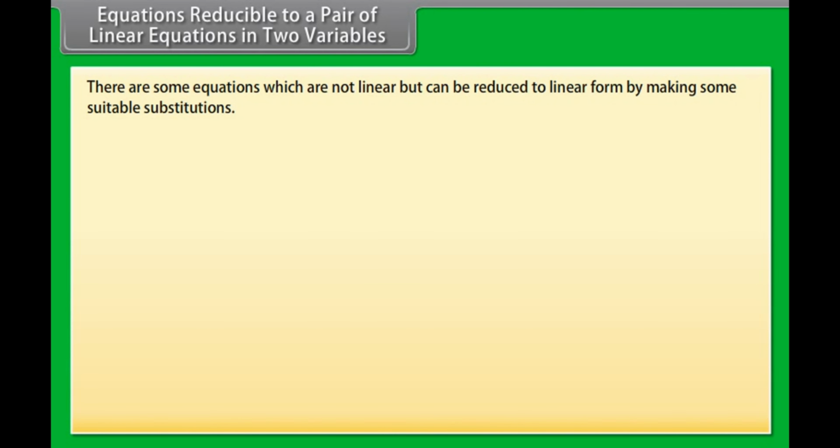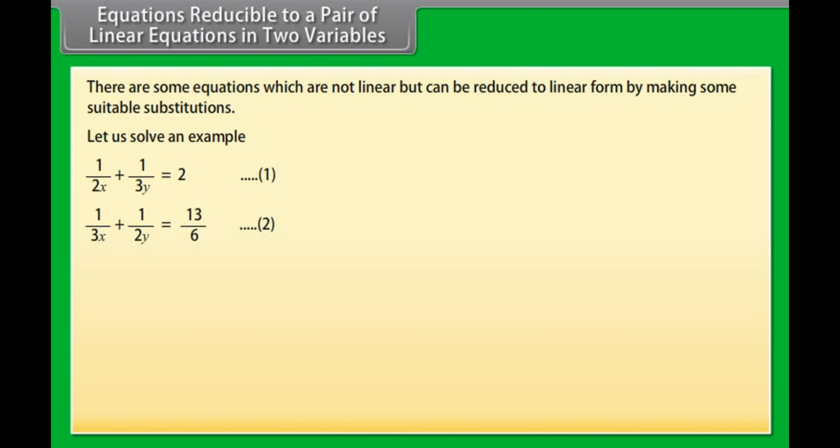Equations reducible to a pair of linear equations in two variables. There are some equations which are not linear but can be reduced to linear form by making some suitable substitutions. Let us solve an example. Solve 1 upon 2x plus 1 upon 3y equals 2, equation 1. 1 upon 3x plus 1 upon 2y equals 13 upon 6, equation 2. Solution. Let a equals 1 upon x and b equals 1 upon y.